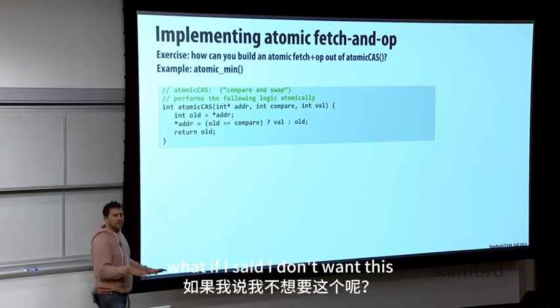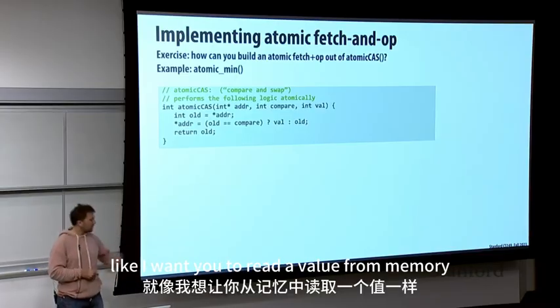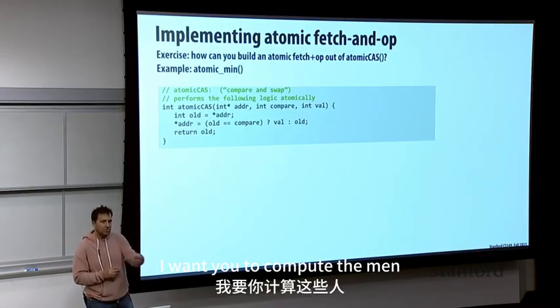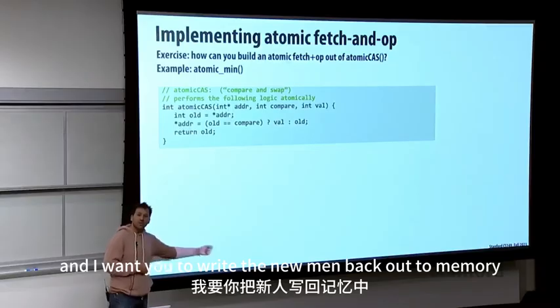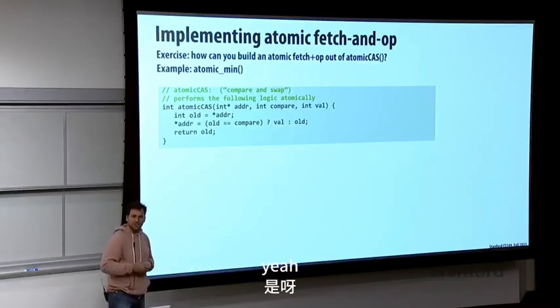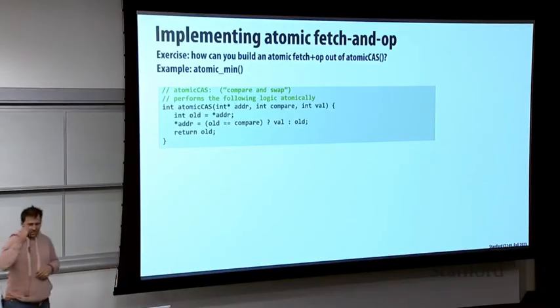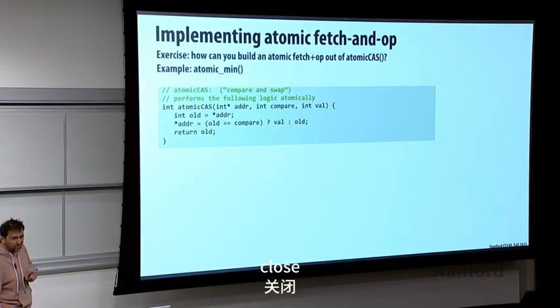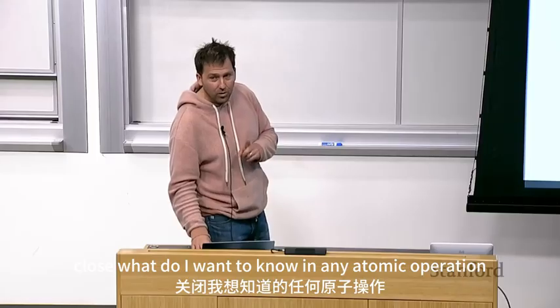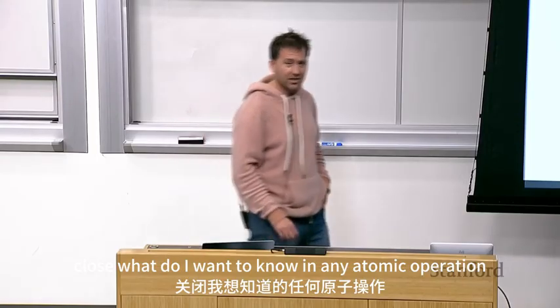What if I said, I don't want this, I want something much more useful? I want you to read a value from memory, I want you to compute the min of this value and some other value, and I want you to write the new min back out to memory. Yeah. You just do... old is greater? Old is greater. Close. Close. What do I want to know in any atomic operation?